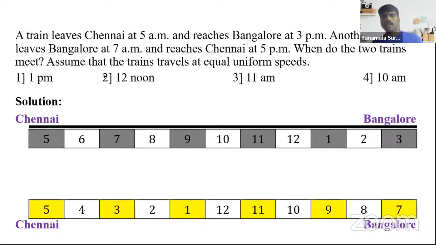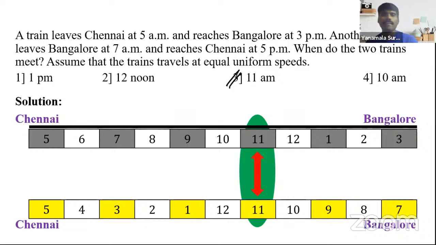Now, if you observe these two graphs, I mean to say two timelines, there will be a common time. Okay, the common time is nothing but exactly at 11. So these two trains meet exactly at 11 a.m. 11 a.m.